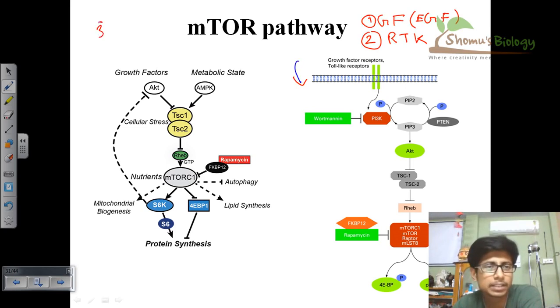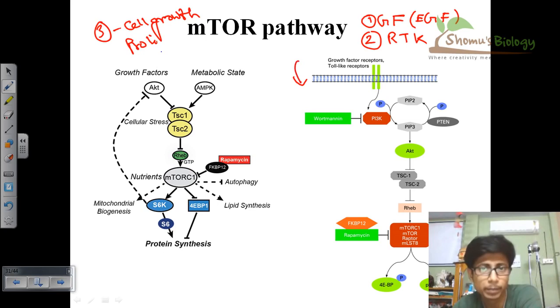Now the third thing is, what is the functionality? Again, the functionality is also the same, that is cell growth and proliferation, cell cycle to occur properly, and then to inhibit the apoptotic pathway and apoptotic factors inside the cell.